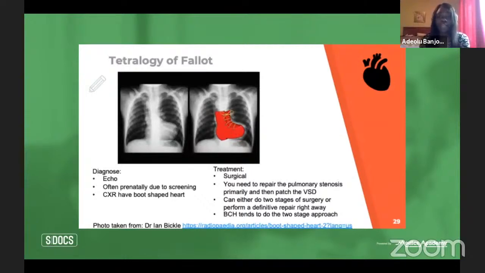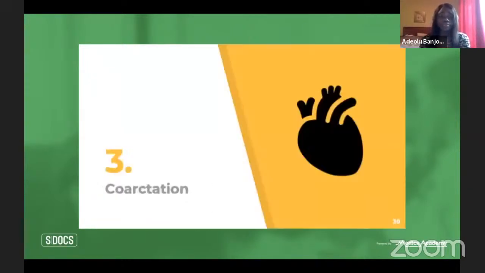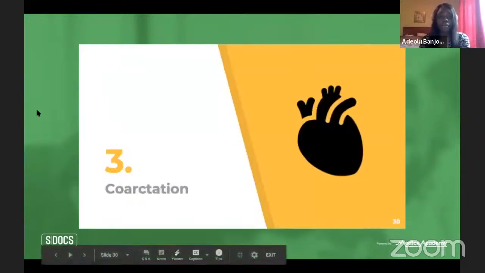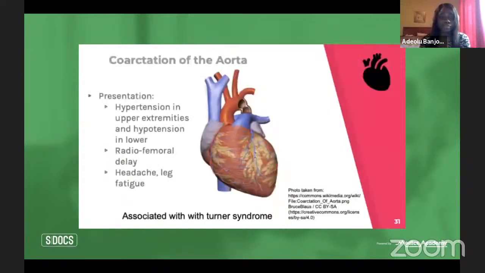And there's two different ways that you can treat tetralogy. You can either repair the pulmonary stenosis and patch the VSD, or you can do both stages of surgery at the same time and do a definitive repair right away. And so the different hospitals will do different forms of management. So it depends on what your local hospital does. And so then next I'm going to go through coarctation, and then the last part will be just the cases.